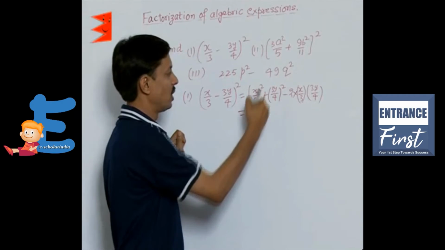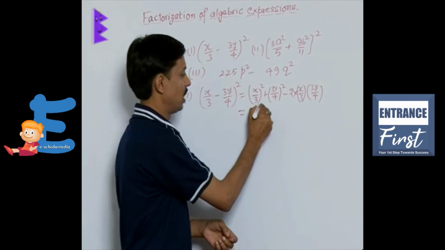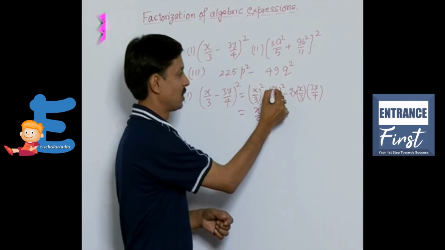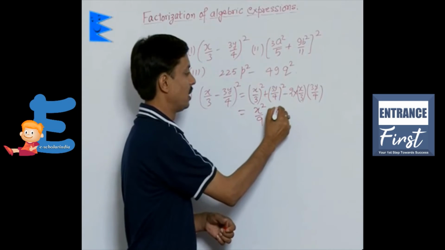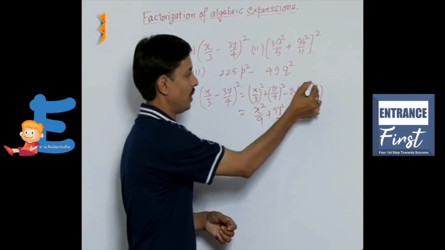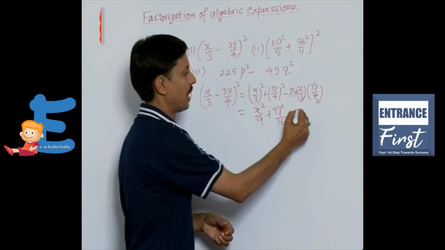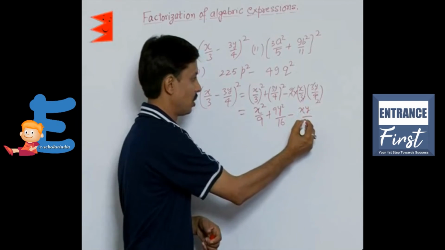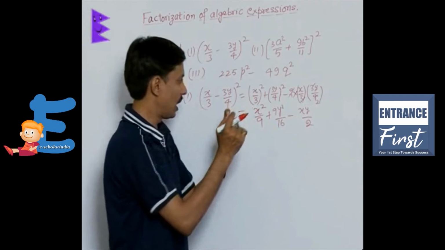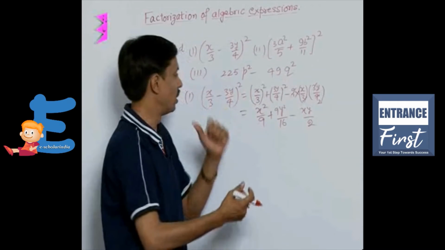Expansion of (x by 3) whole square means x by 3 into x by 3. This gives us x square by 9. First thing. Then expansion of (3y upon 4) whole square is 9y square upon 16, minus. We can say 3 and 3 get cancelled. This is 2 into 4, minus xy upon 2. This is the entire, complete expansion of (x upon 3 minus 3y upon 4) whole square.